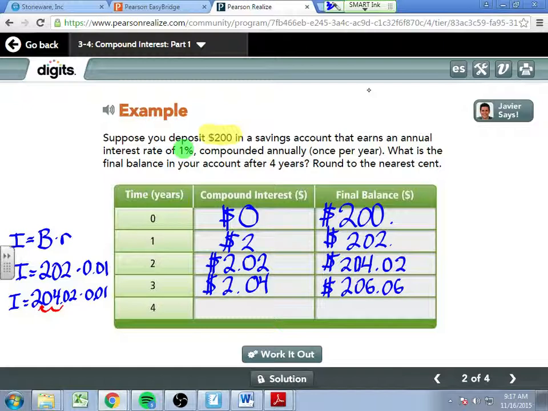And my final step there, how much compound interest am I going to make, Orion? I take the balance from the end of the last year, do 1% of that. It'll be 2.06. So my final account balance here is $208.12.